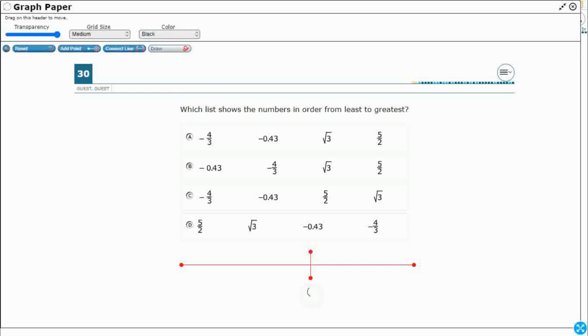All right, so there's my 0. I need my numbers from least to greatest, so I need to go from left to right. The four terms I see here are, first, the negative 4/3. I'm going to underline it to make sure I'm not missing one. I see the negative 4/3 in all four of these. That's a negative, so obviously it's going to be on the left side of the 0.